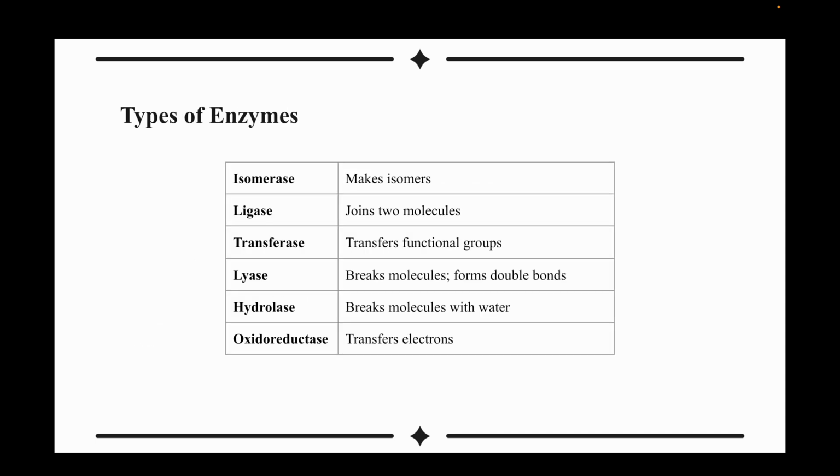You should know all of these types of enzymes. Isomerases make isomers, ligases join two molecules together, transferases transfer functional groups, lyases break molecules and form double bonds, hydrolases break molecules with water, and oxidoreductases transfer electrons with oxidation and reduction reactions.